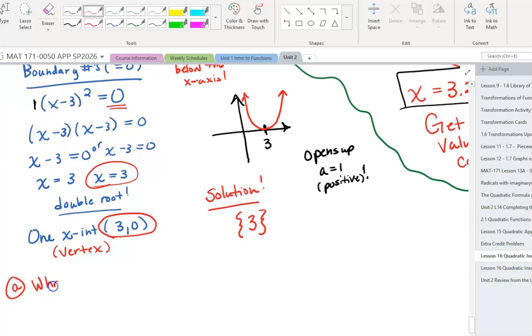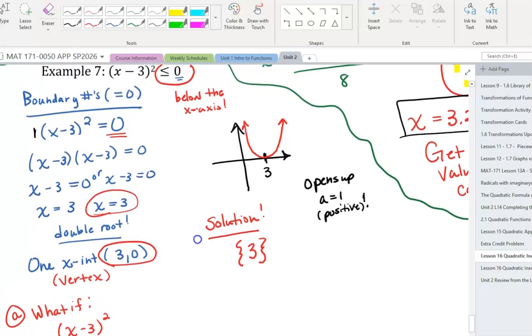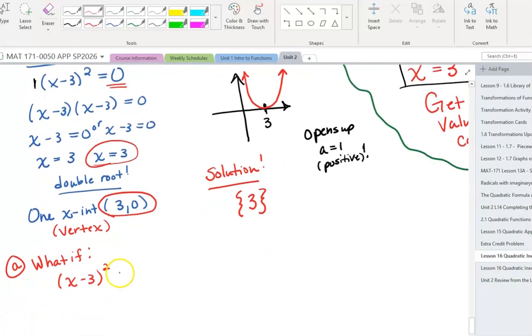Now, let's talk about some what ifs. What if the inequality had been x minus 3 squared, and instead of less than or equal to 0, it was just less than 0? The graph is not going to change. We don't want where it's equal to. We only want to know where it's below, and it's never below. So this would be no solution.